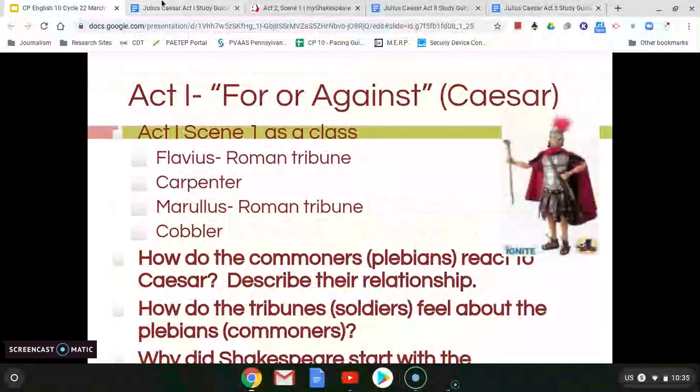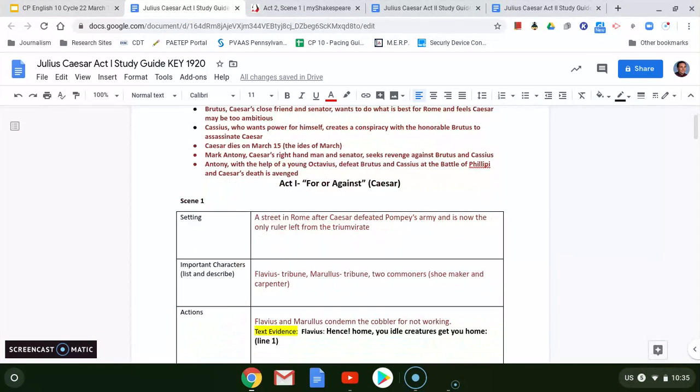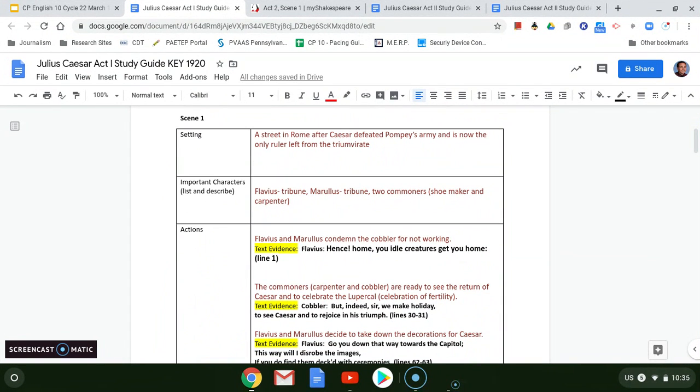So you want to have your study guide open. I'm going to go through what we have here. I've given you the summary of the play. You can review that on your own. Act 1, of course, starts on the street in Rome. Caesar defeated Pompey's army.